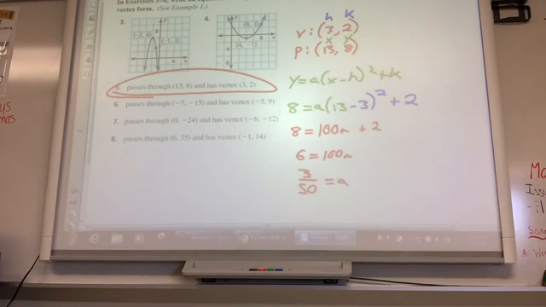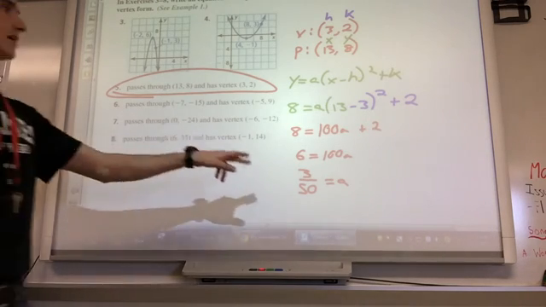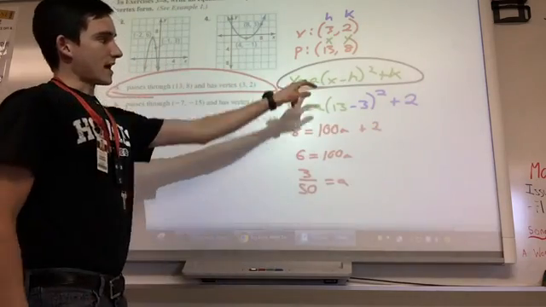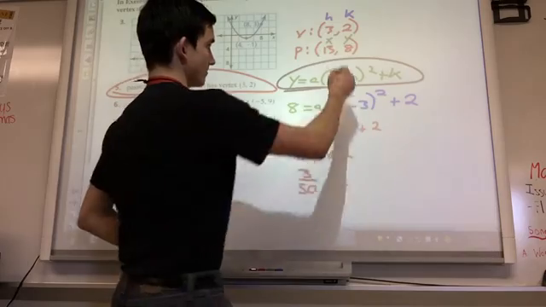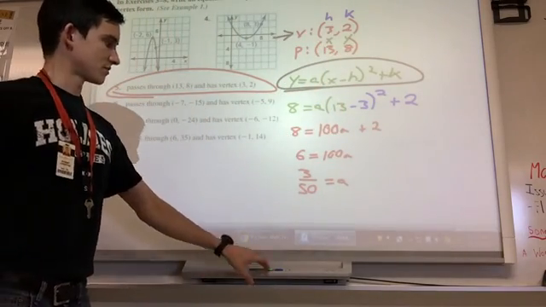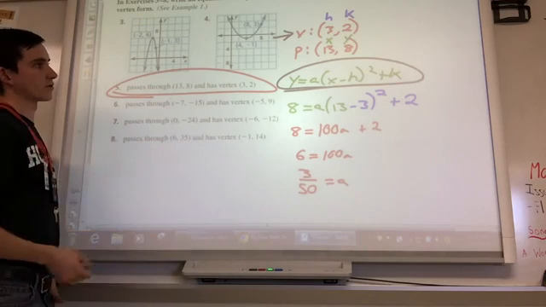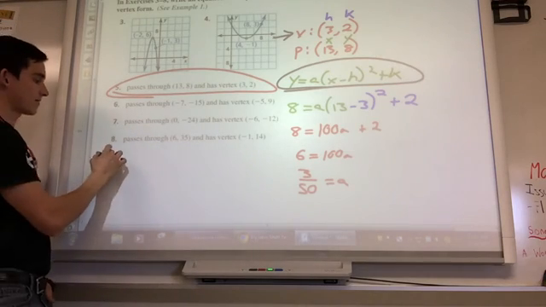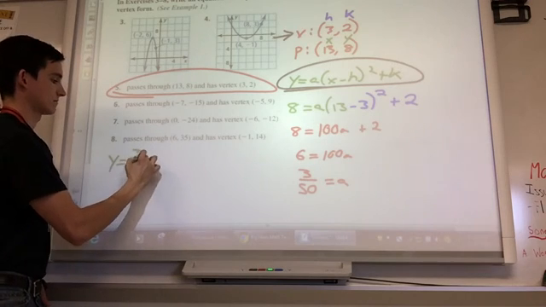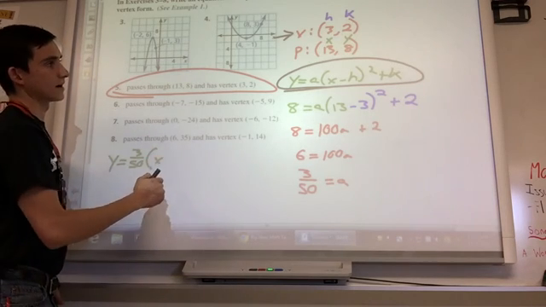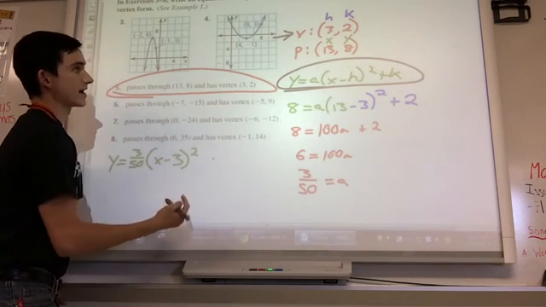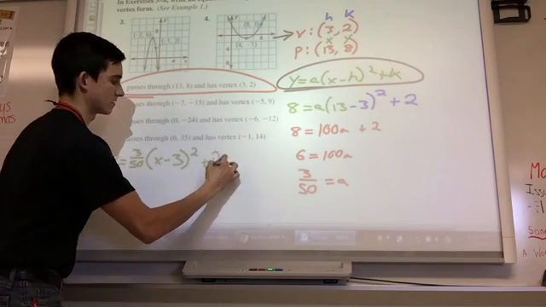So I have a. So I'm going to use a and rewrite this equation with that a and with the h and the k that are from the vertex. So here is my final answer. I'll just write it over here in green. I have y equals a times x. I went right 3, so minus 3 squared, and I went up 2, plus 2.